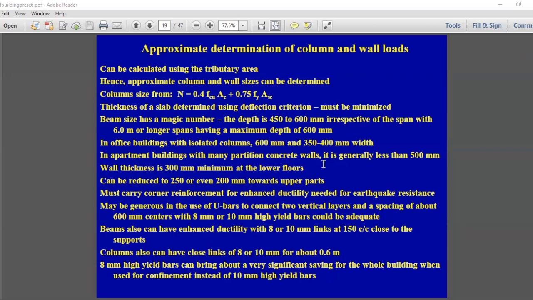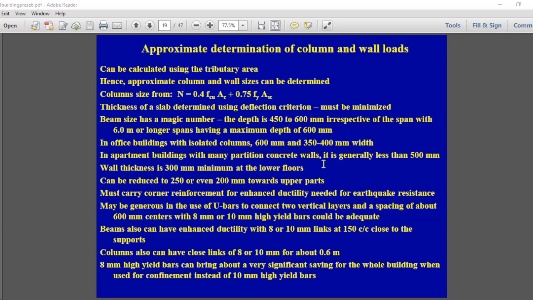So something like the effective depth of the slab is equal to span divided by 35. Span divided by 35 will give you a reasonable value for the thickness of the slab needed. Something like 32 to 35 for reinforced concrete.